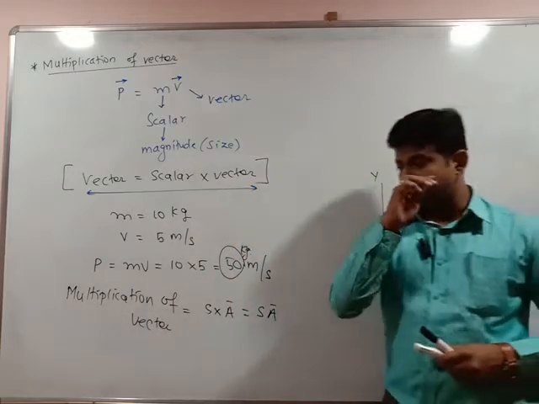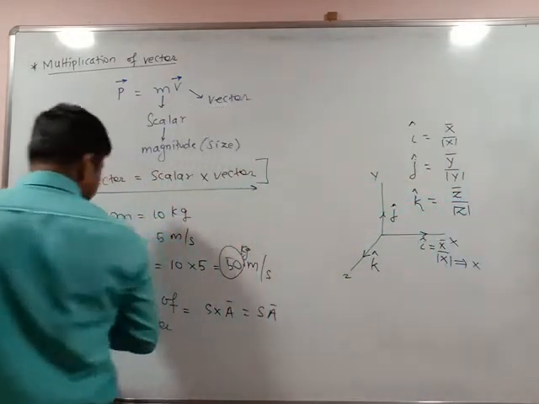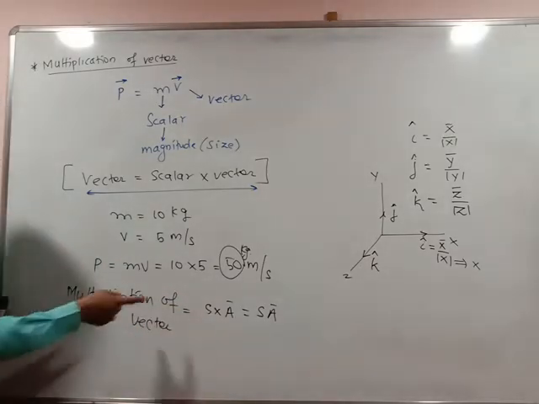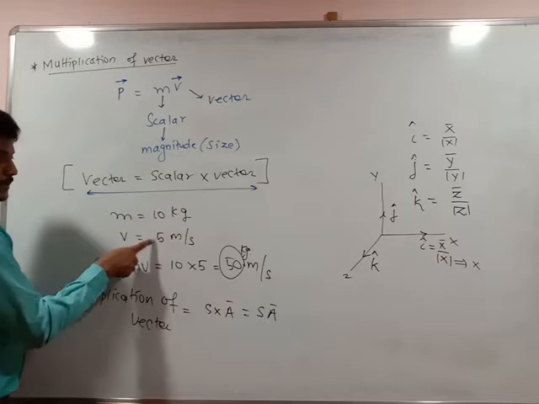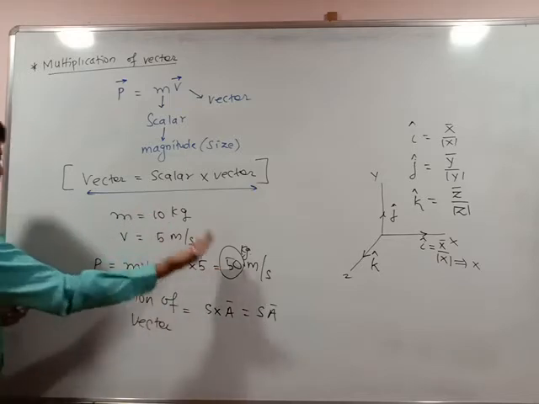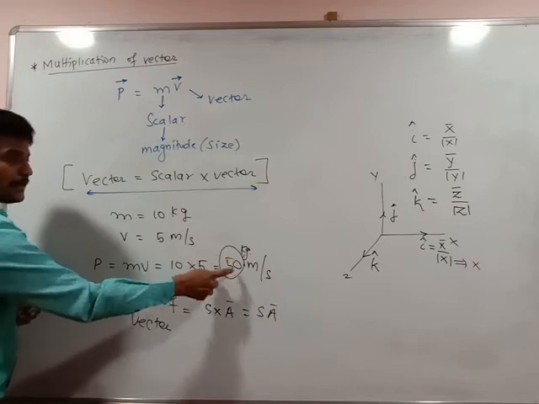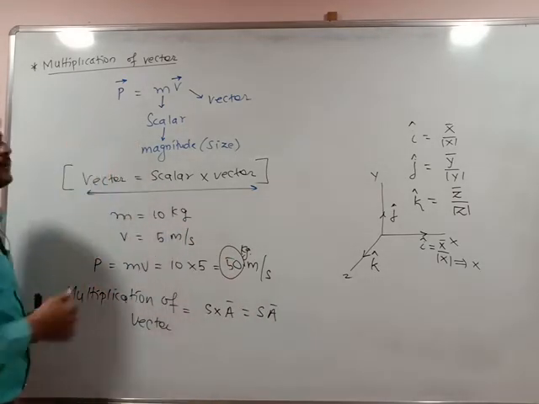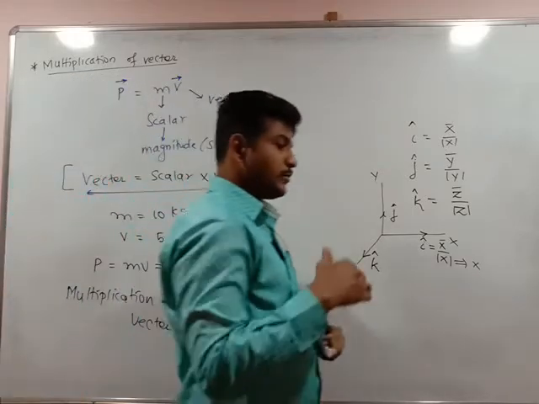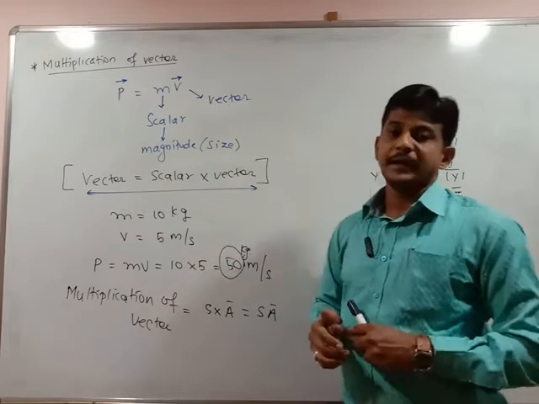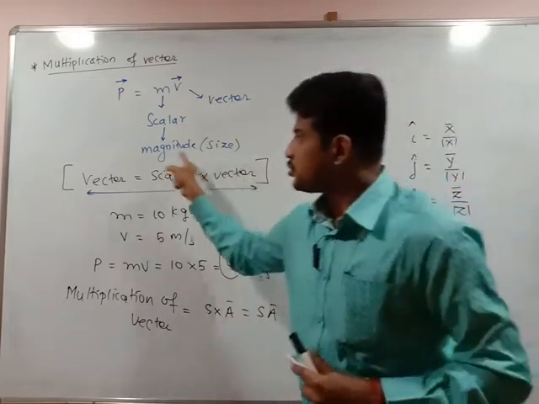In multiplication of vector, there is one concept: the magnitude of the vector always increases. Look here, 10 into 5 is equal to 50. So multiplication of vector always increases the magnitude of the resultant vector. This is the concept regarding the multiplication of vector. So scalar into vector is always said to be a vector quantity. This you should know.